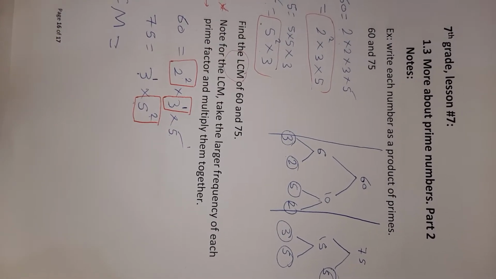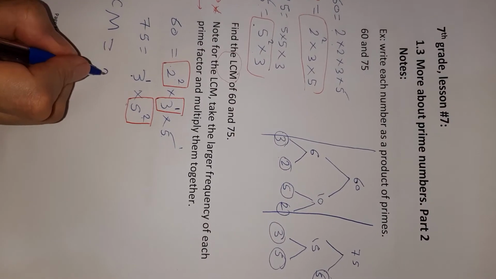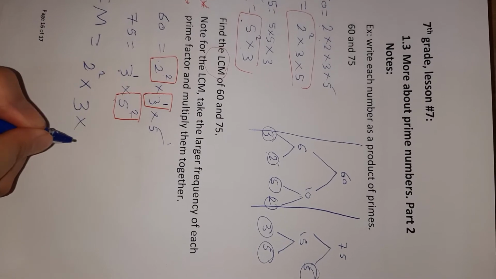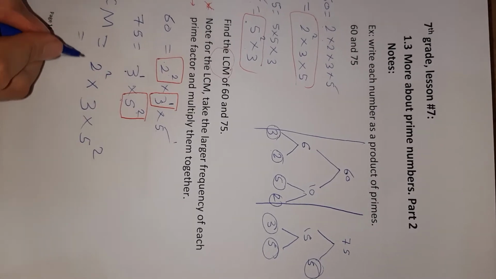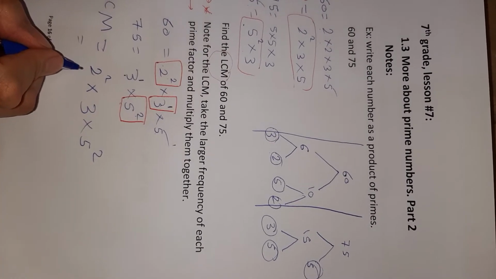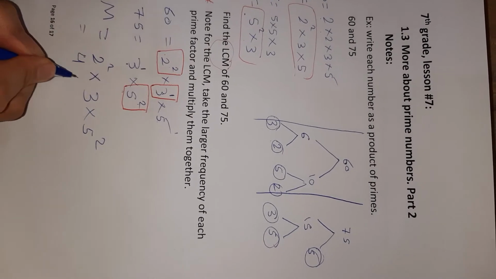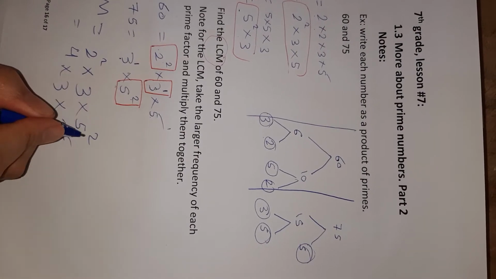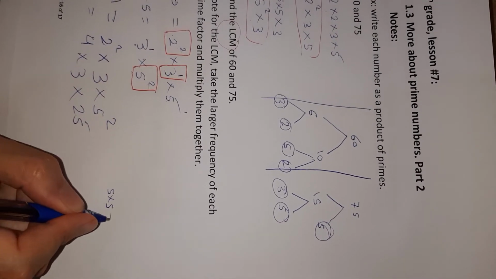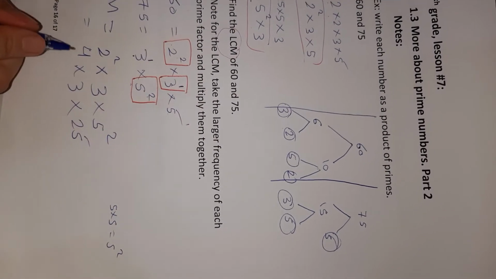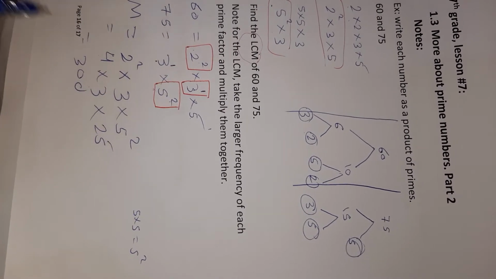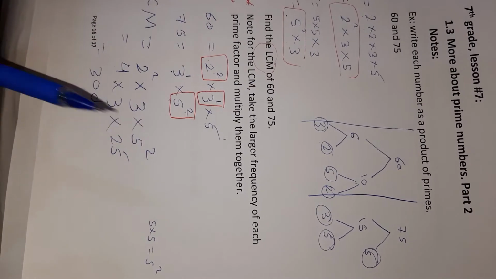So the LCM becomes 2 squared times 3 times 5 squared. 2 squared means 2 times 2, which is 4, times 3. 5 squared, 25. 4 times 3 times 25 equals 300. So the LCM of 60 and 75 is 300.